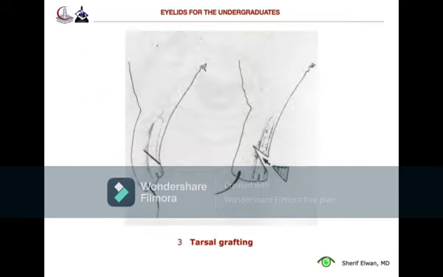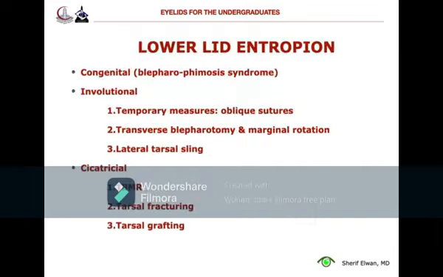And the last technique is tarsal grafting, where the tarsus is incised from the inside and a piece of tarsus, like a wedge, is taken from the other eye so that it does not affect its lid position, and taken into this eye and put in a groove in a wedge fashion so as to make the lashes redirect outwards.